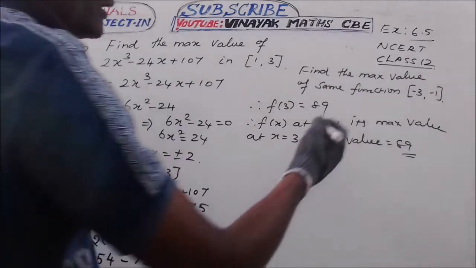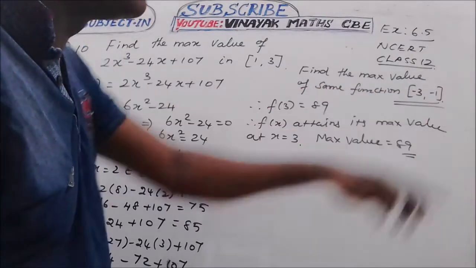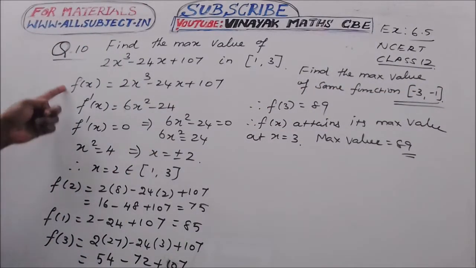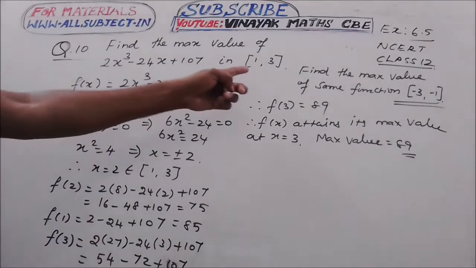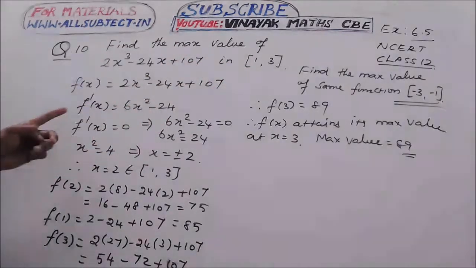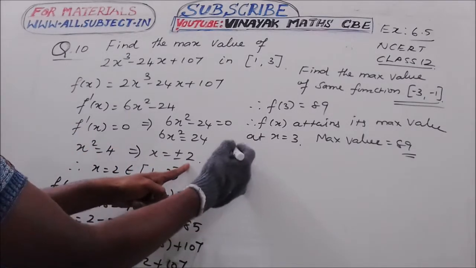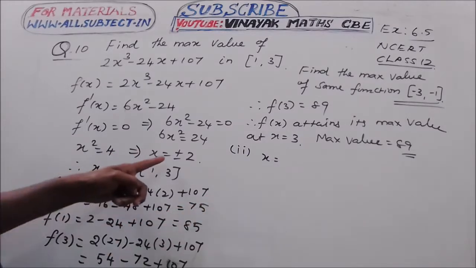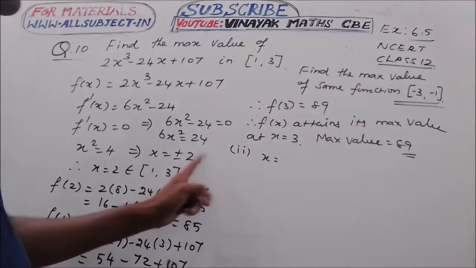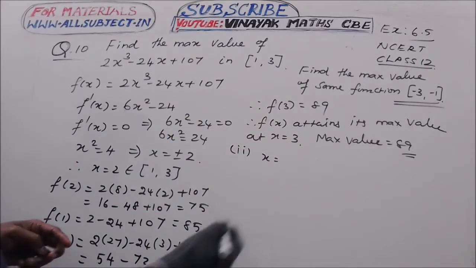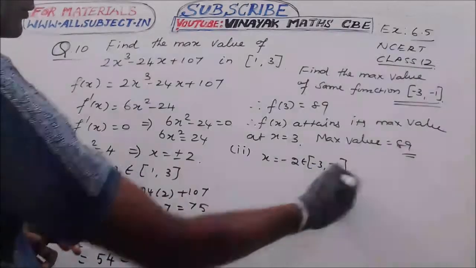Now we need to find the maximum value of the same function in the interval minus 3, minus 1. So we need not find f dash and f dash equal to 0 again. These are all the same as for the previous subdivision. So we have x value plus or minus 2, which are the critical numbers. In this interval, minus 2 is the only value that belongs to minus 3, minus 1. So x is equal to minus 2 belongs to minus 3, minus 1.